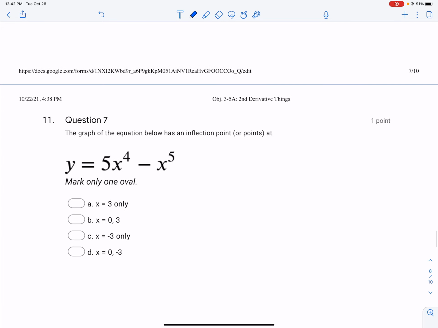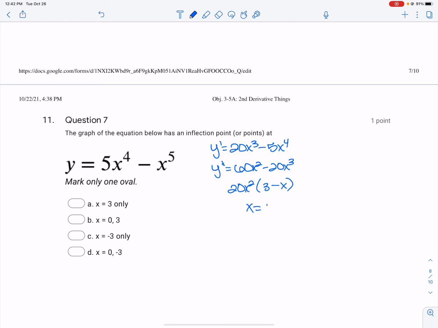Okay. Inflection points. So y prime is equal to 20x cubed minus 5x to the 4th. I'm going to take a second derivative. So y double prime is equal to 60x squared minus 20x cubed. So I can factor out a 20x squared, and I'm left with 3 minus x. So then x is equal to 0 and 3. Possible points of inflection. So here's 0, here's 3, 1, negative 1, and 4.